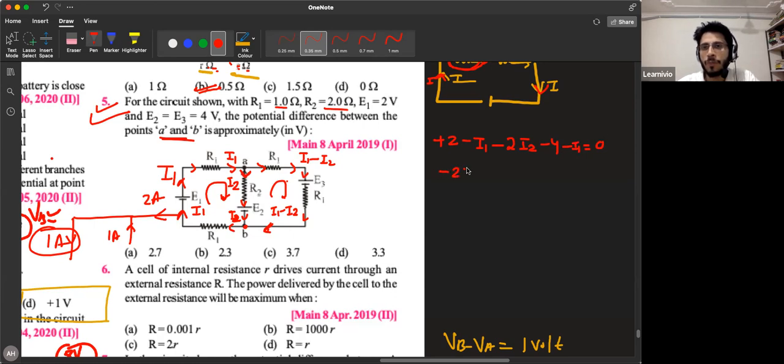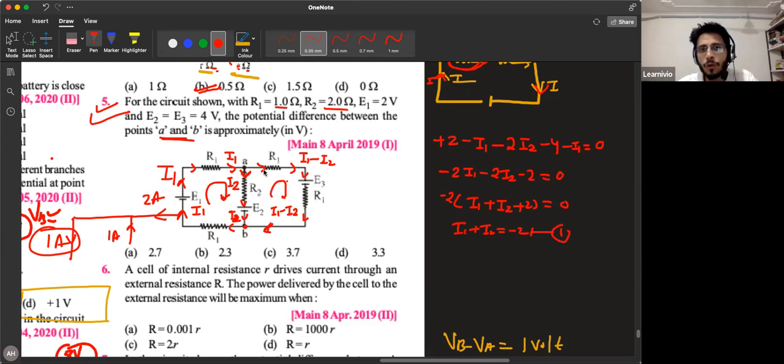So you have minus 2I1 minus 2I2 minus 2 is equal to 0. You can take minus 2 as common. So when you take minus 2 common, you get I1 plus I2 plus 1 is equal to 0. So you get this equation that I1 plus I2 is equal to minus 1. That's my first equation. Let's move to this loop.